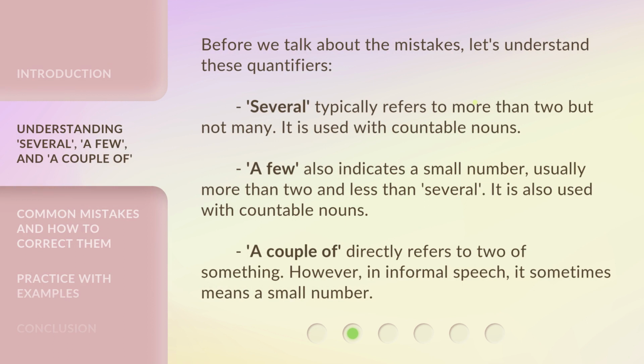Before we talk about the mistakes, let's understand these quantifiers. Several typically refers to more than two but not many. It is used with countable nouns. A few also indicates a small number, usually more than two and less than several. It is also used with countable nouns. A couple of directly refers to two of something. However, in informal speech, it sometimes means a small number.